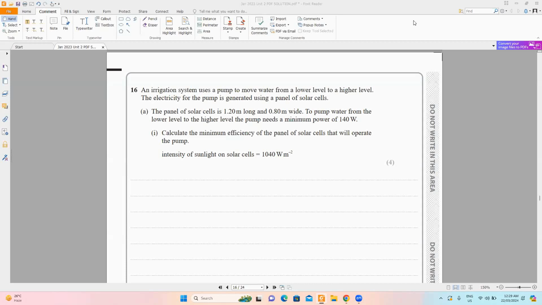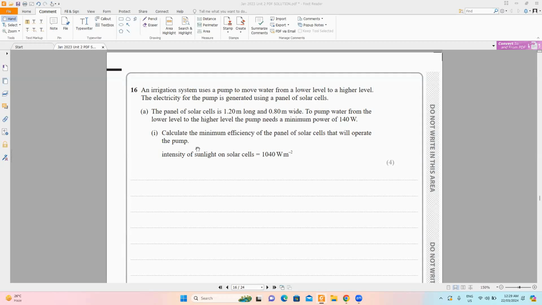Guys, the moment you see the pump needs a minimum power, what type of power does the pump require? Electrical power, of course. So this 140 watt is actually electrical power. But where does this power come from? This power comes from the sun.